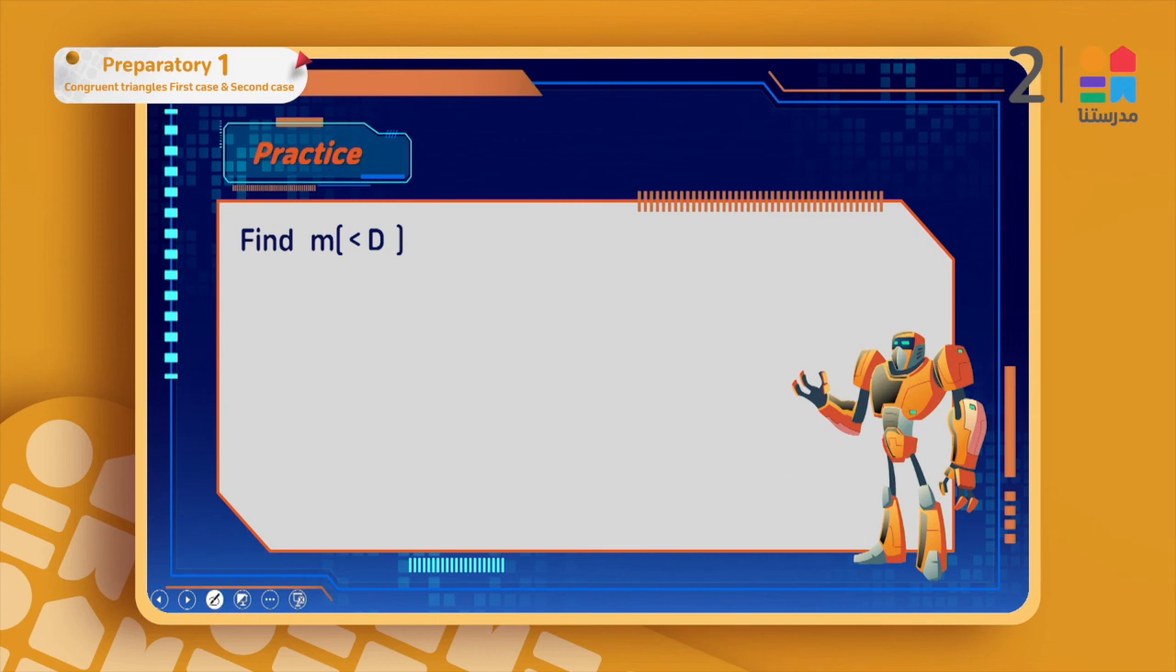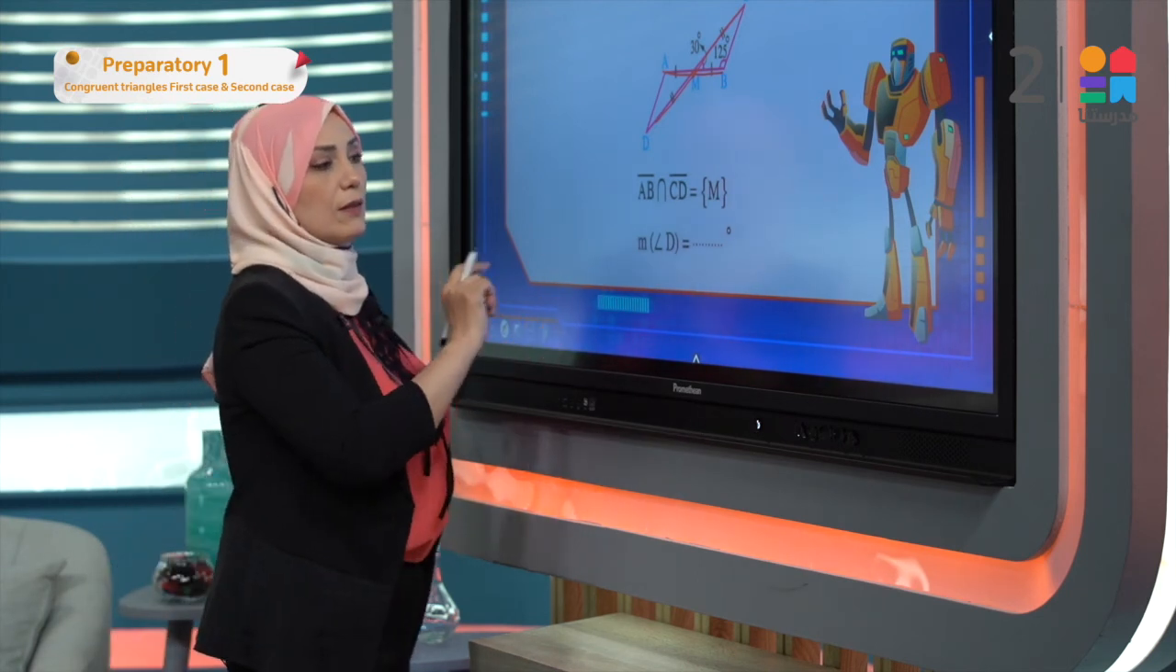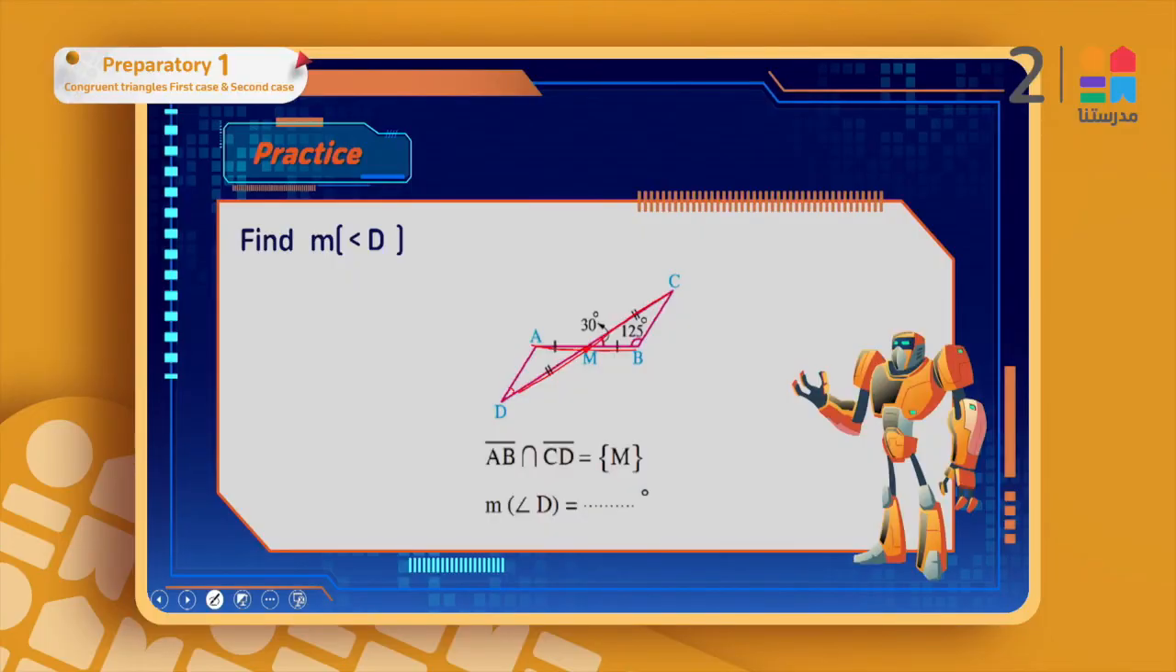Then find the measurement of angle D. AB intersects CD at point M. AB intersects the line segment CD at point M. What is the measurement of angle D? The measurement of angle D, how to know it? Here we have this D.